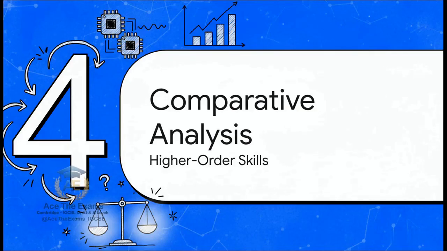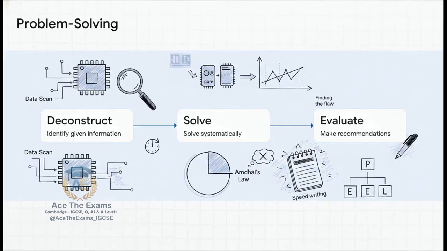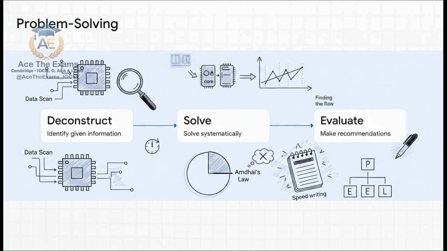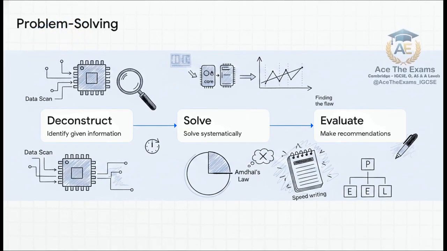Section 4, critical comparative analysis. This section right here is where we secure those elusive, top-tier higher-order marks. Literally anyone can identify a basic fact, but evaluation and comparison, that is what separates the A-star students from the rest of the pack. We use the deconstruct, solve, evaluate loop. You deconstruct the given information, break it into logical, manageable steps. You solve it systematically using the knowledge you have, and then you evaluate.